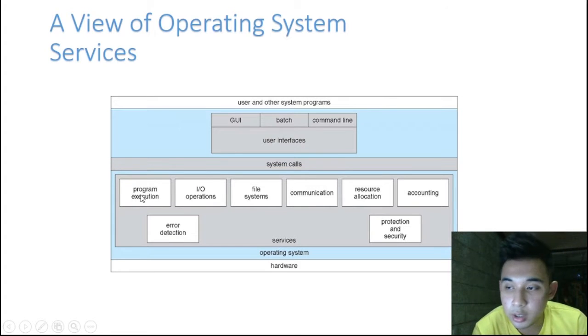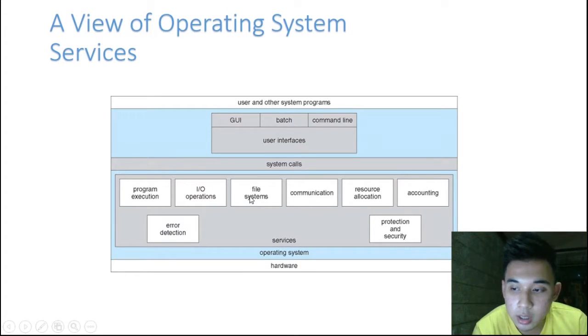For program execution, the system must be able to load a program into memory and run the program. The program must be able to end its execution. The next is the input and output operations. A running program may require input-output, which may involve a file or an input-output device. For efficiency and protection, users usually cannot control input-output devices directly. Therefore, the operating system must provide means to do input and output.